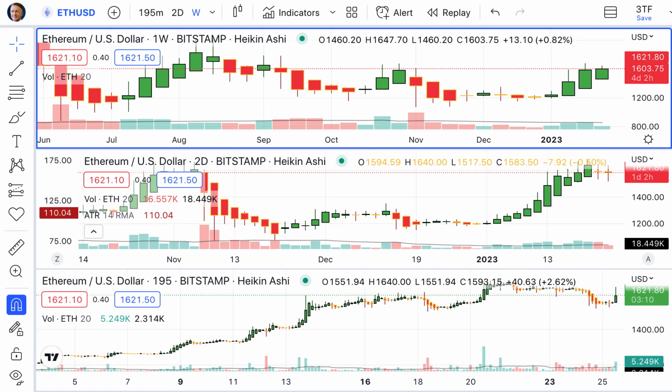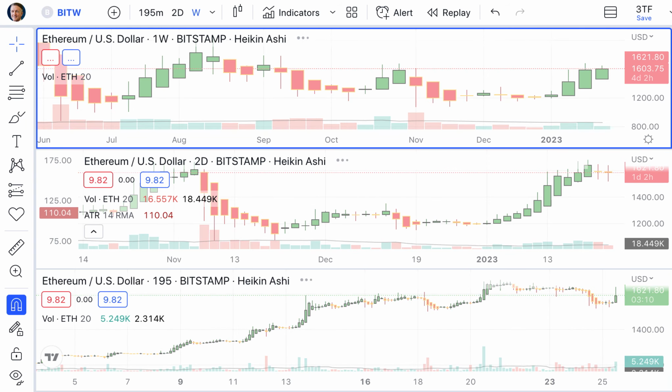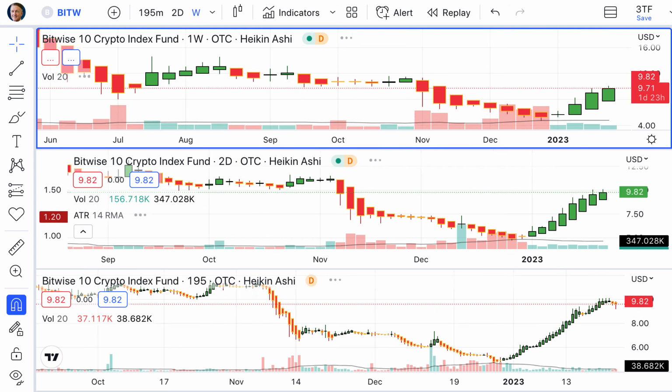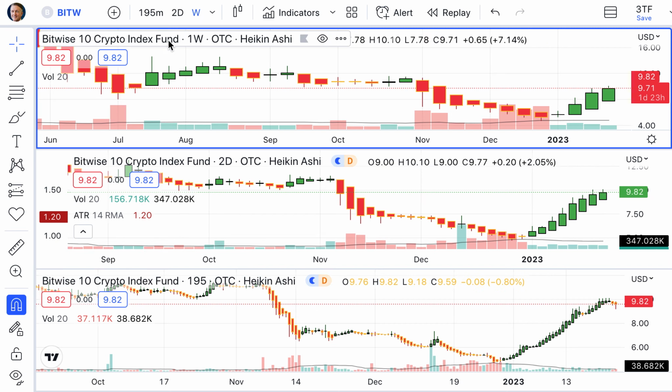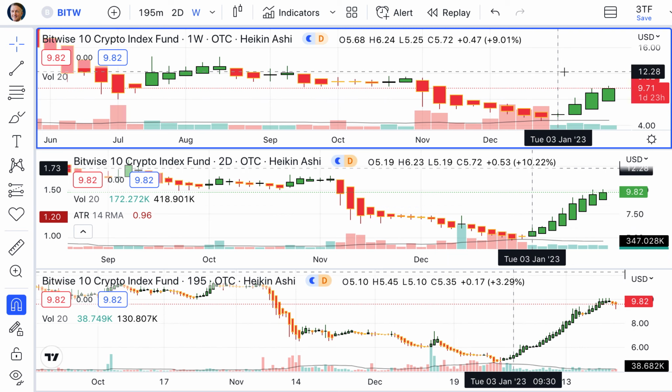If you're interested in any of these cryptocurrencies, we followed for many weeks this Bitwise 10 Crypto Index Fund. What is it about? Well, it tracks the top 10 cryptocurrencies and weights them as per market share. The biggest mover here, of course, being Bitcoin, and then everything else.